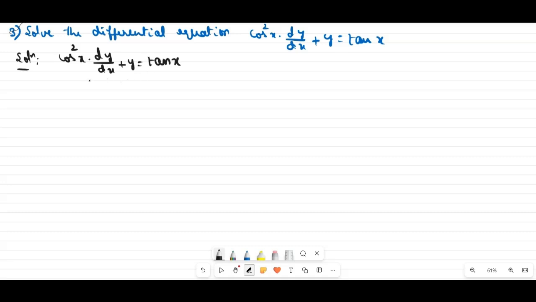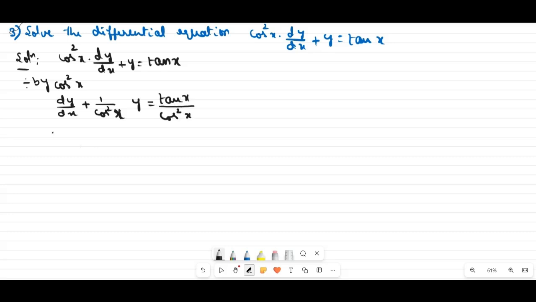See here, we want only dy by dx, isn't it? We are having cos square x also. So that's why divide the whole equation by cos square x. Then let us see what we will get. The first term will get cancelled, isn't it? So only dy by dx will remain here. Plus 1 by cos square x into y is equal to tan x by cos square x.